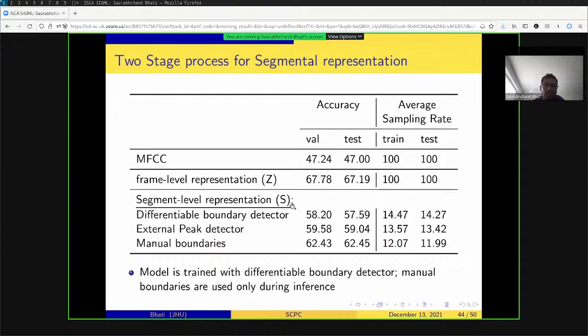So working at segment level allows us to look much farther, both into the past and the future. And we also did extra experiments to see how the quality of the boundary affects the quality of the segment level representations. We found that the model is still not doing as well as with the metal boundaries for the representation learning task. And if you use those, the performance improves and the average sampling rate goes even lower.